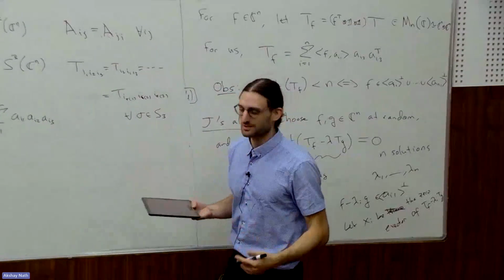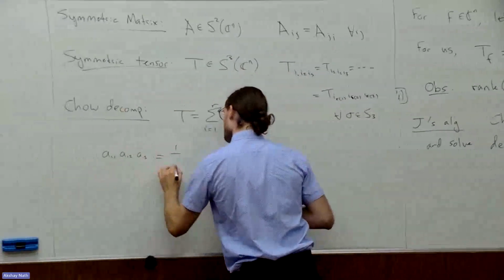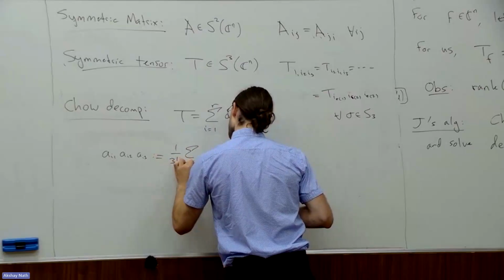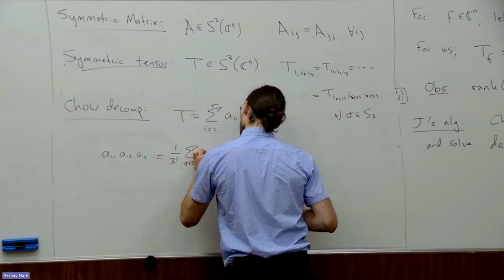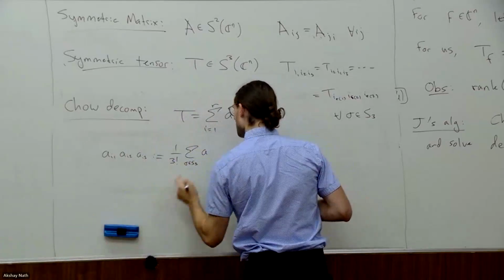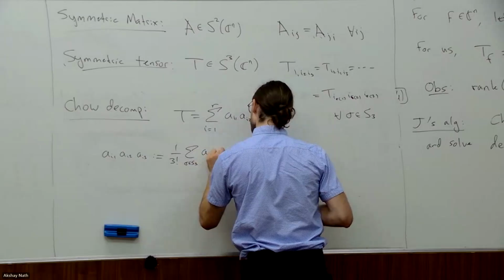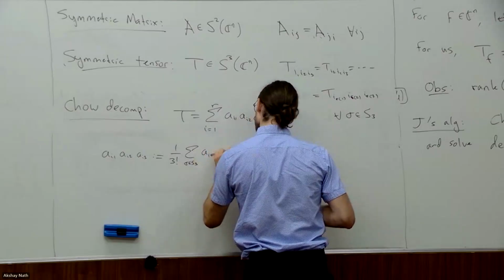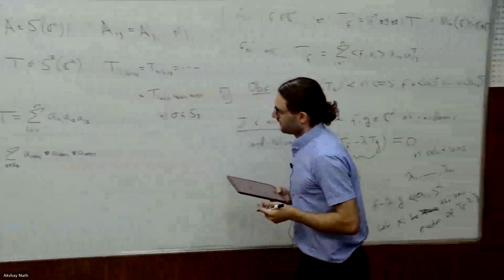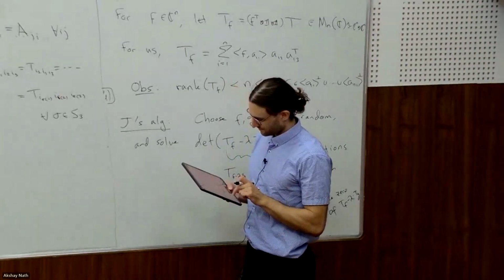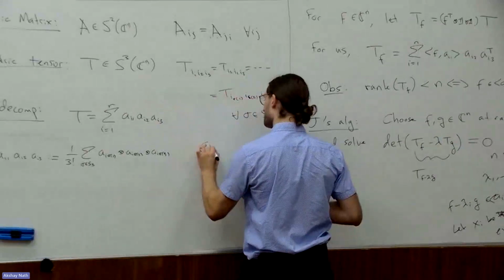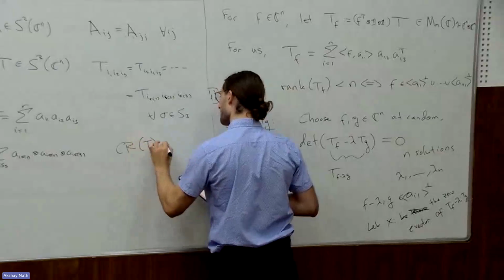You project it onto the symmetric space. And what happens when you do that? You get the following: the sum over sigma in S3 of a_i sigma(1) tensor a_i sigma(2) tensor a_i sigma(3). And we define the Chow rank, which I'll write CR of T, to be the minimum R.